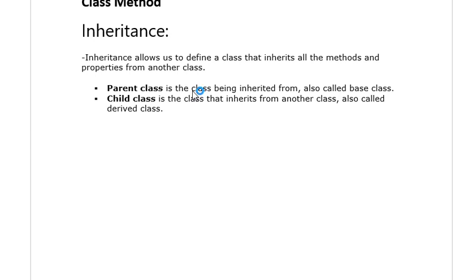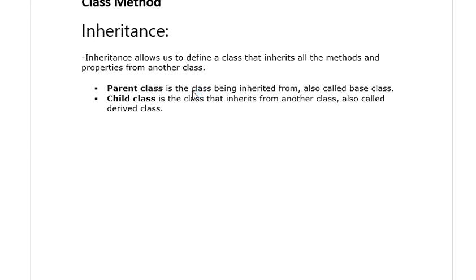Next, what is a child class? A child class is a class that inherits from the other class. It takes a reference from the other class. The parent class acts as a reference, and the child class takes the reference from it. So this is known as a derived class. From the base, it is derived.